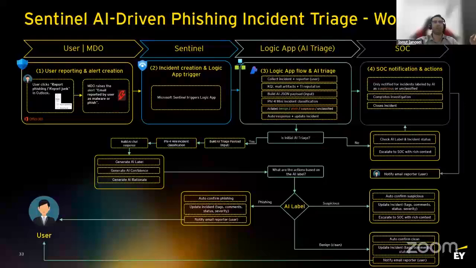Then the second scenario, if we have label equal benign, it will tag the incident with AI triage, benign confirmed. It will add AI analysis comment.